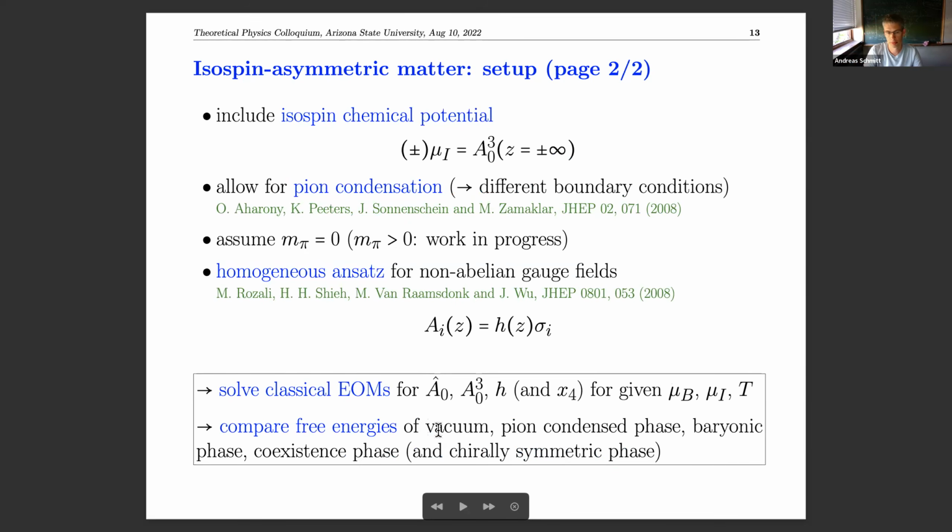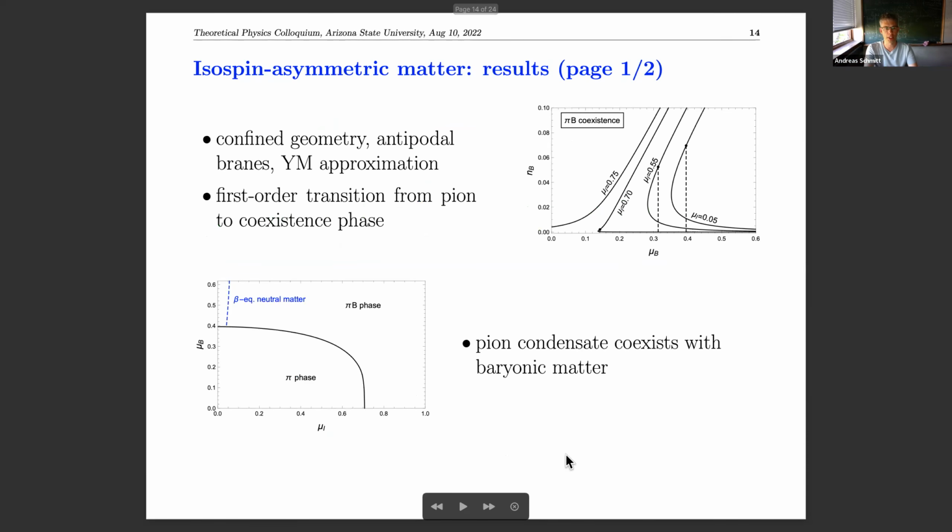And I can check for the vacuum, for pion condensation, for baryonic matter, and for the coexistence of pions and baryons. I will now stick mostly to the confined geometry, so I will not look at chirally symmetric matter in almost all of the following results. Okay, so here are a few results. That's a bit of a warm-up plots for the neutron stars.